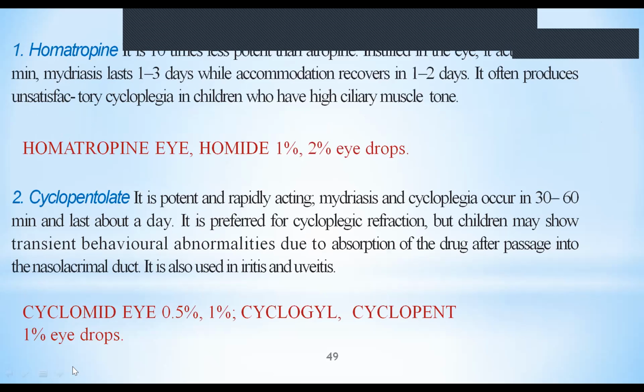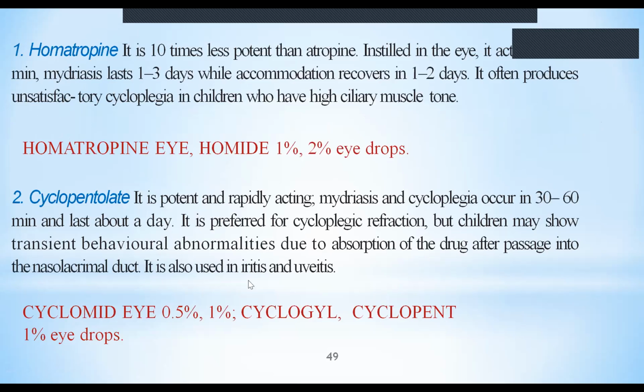Homatropine is 10 times less potent than atropine. It is instilled in the eye, and it causes mydriasis for 1 to 3 days. So its ophthalmic use is often restricted. Cyclopentolate is potent and rapidly active, with mydriasis and cycloplegia occurring in 30 to 60 minutes, lasting about a day. This is preferred for cycloplegic refraction, but children may show transient behavioral abnormalities due to absorption of the drug after passage into the nasolacrimal duct. This is also used in iritis and uveitis. In both cases, cyclopentolate is used.